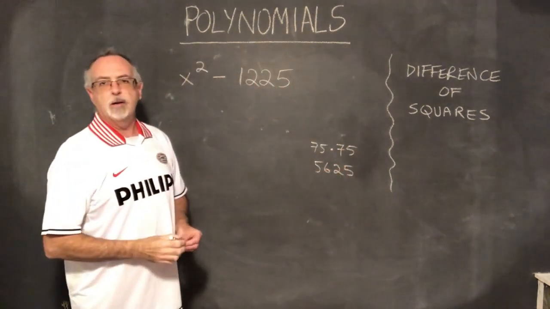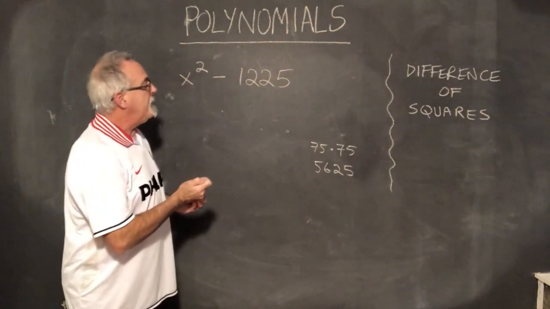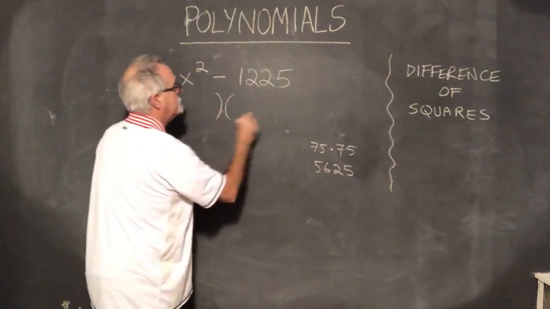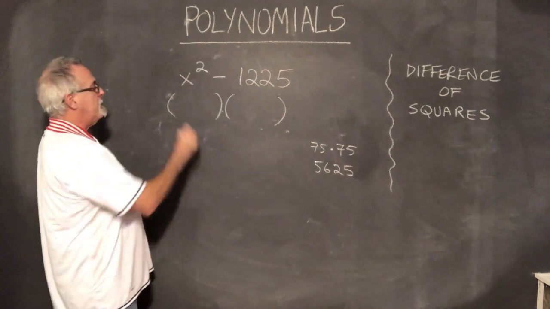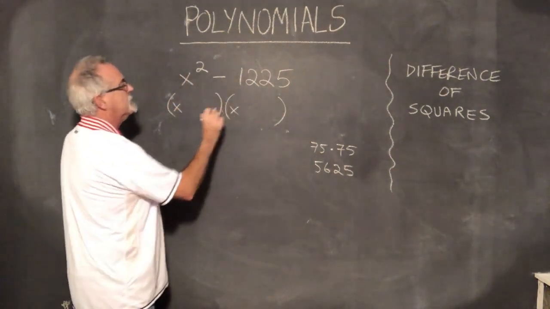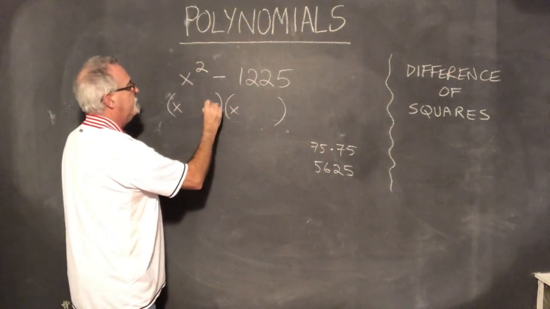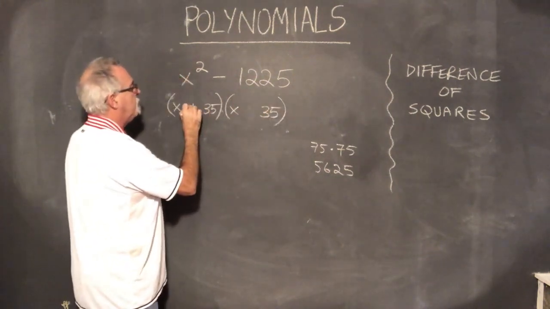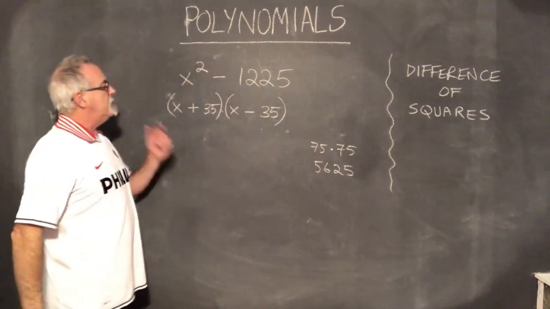It's a cute trick. I think it was a teacher who taught me that trick. Anyway, I know that this is 35 squared. So I can do my difference of squares. Took a long time for me to get around to it. Square root of x squared is x. Square root of 1225 is 35. I need a minus and a plus in whichever order. I think I'm going to put a plus first and a minus second.